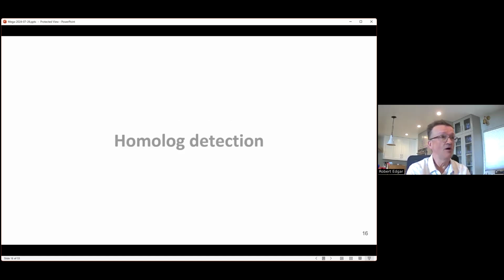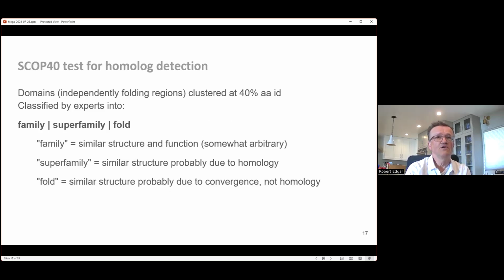So how do we benchmark homolog detection? And here there's a very well-established and really quite convincing protocol for doing that. And it's based on this test called the SCOP40 test. And SCOP is a benchmark. It's a big database of domains. And here domains means an independently folding region of a protein, which is believed to be inherited down a tree. So it's sort of a homologous region. So we don't mean something small like a motif, which the word domain is sometimes used in different senses.